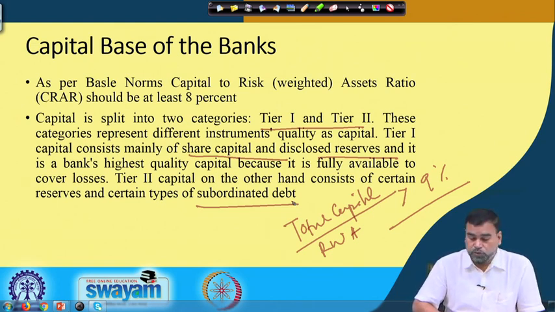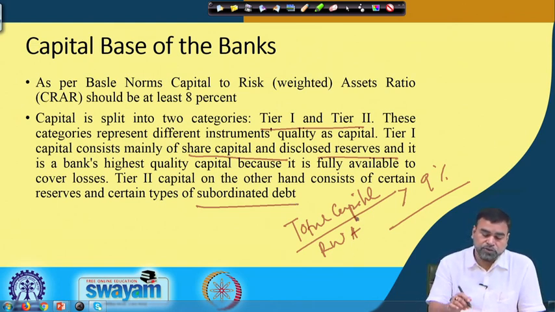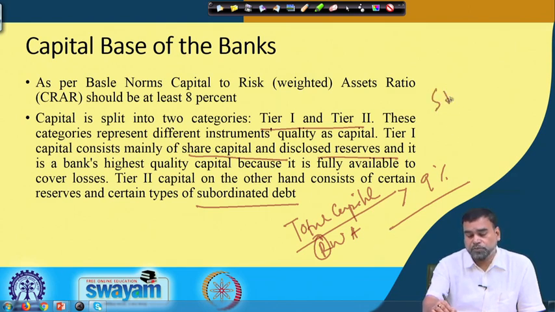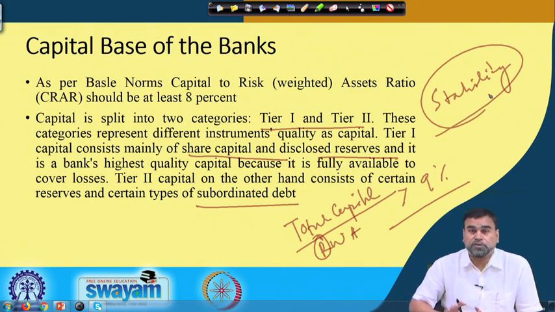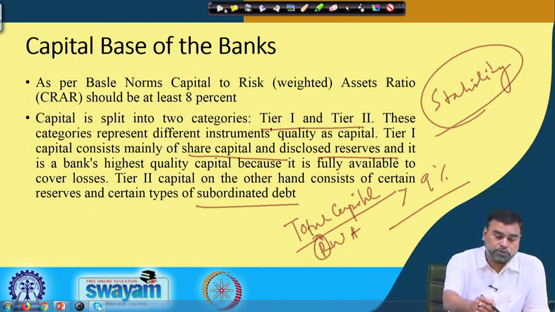That particular ratio, the risk weighted assets, are weights given on the basis of different kinds of risk the bank can face. So, that basically measures the stability of the bank. This ratio measures the stability. I have just introduced this concept, but we will discuss the capital base in more detail whenever we discuss the Basel norms in the following sessions.